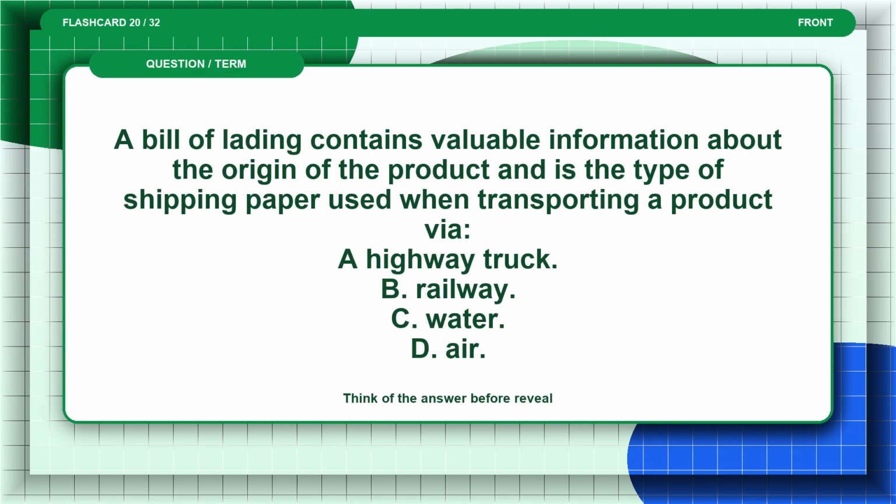Flashcard 20. A bill of lading contains valuable information about the origin of the product and is the type of shipping paper used when transporting a product via A. Highway truck, B. Railway, C. Water, D. Air. Think of the answer before the reveal.